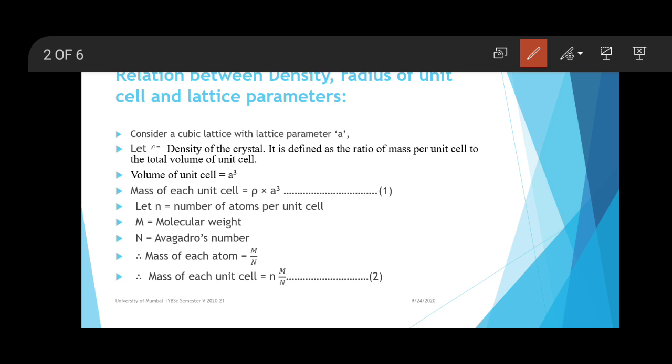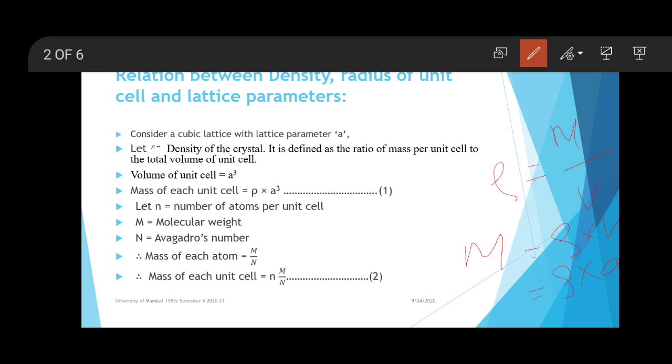So you can see density rho is equal to mass upon volume. So mass is equal to rho into volume. Volume of unit cell is denoted as a cube. So mass is equal to rho into a cube. Everybody understood how equation 1 is obtained?